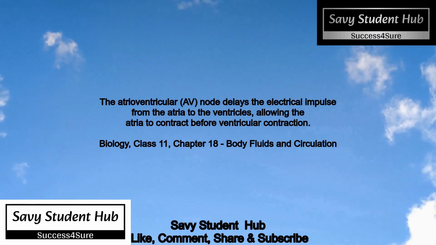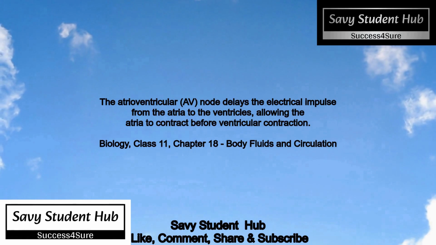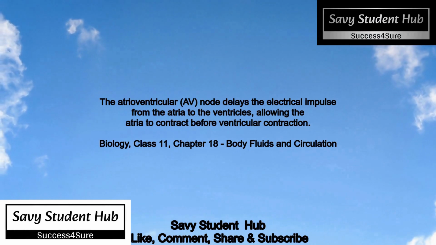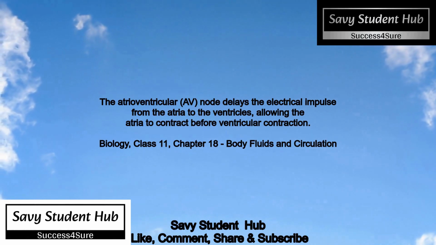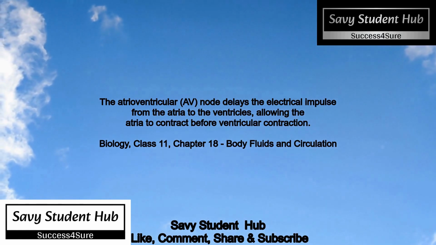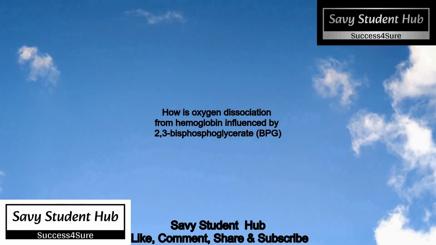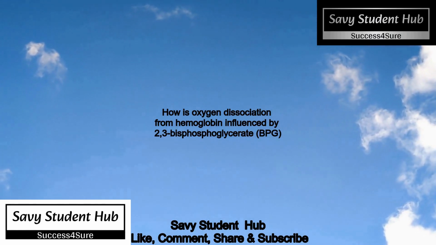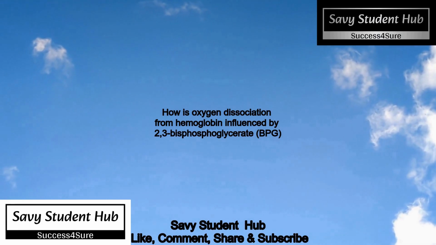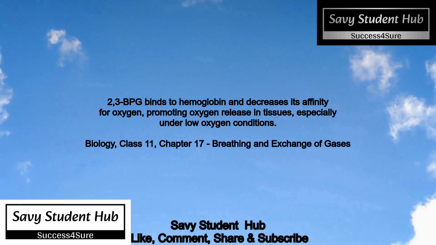The atrioventricular AV node delays the electrical impulse from the atria to the ventricles, allowing the atria to contract before ventricular contraction. How is oxygen dissociation from hemoglobin influenced by 2,3-bisphosphoglycerate, BPG?